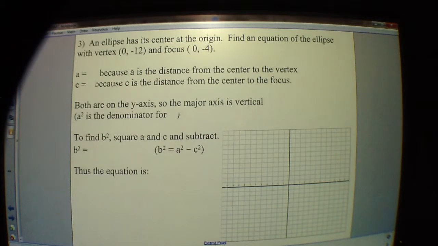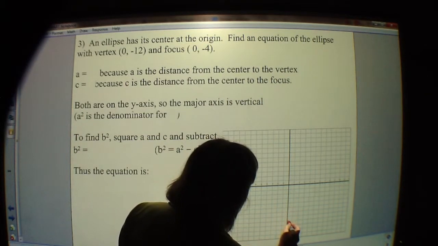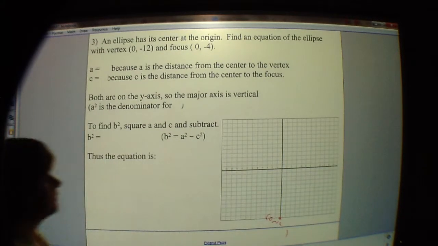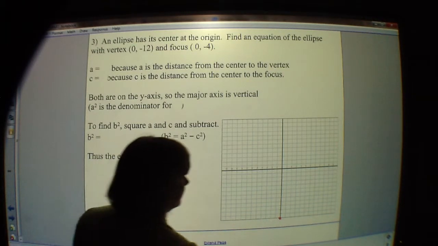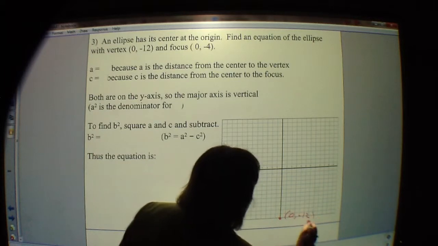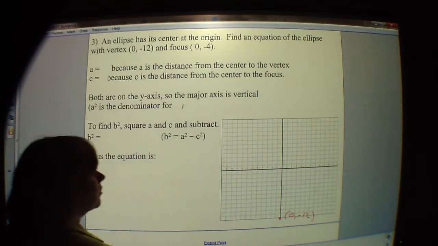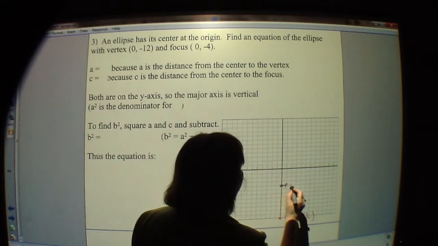An ellipse has a center at the origin. Find the equation of the ellipse with a vertex of (0, -12) and a focus of (0, -4). So (0, -12). 1, 2, 3, 4, 5, 6, 7, 8, 9, 10, 11, 12. Okay. So (0, -12) is my vertex. I have a focus of (0, -4). 0, 1, 2, 3, 4. That's my focus.